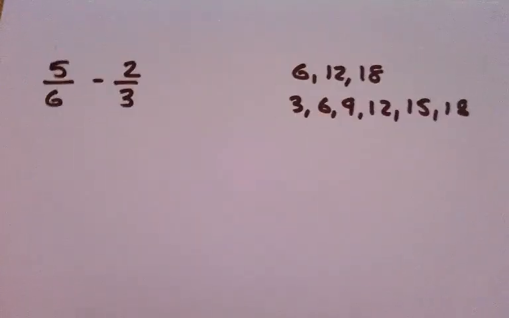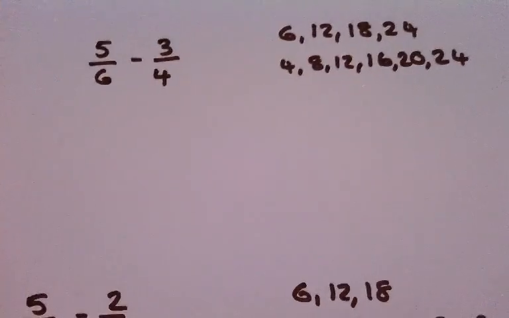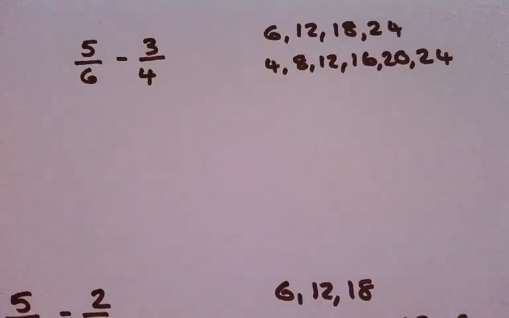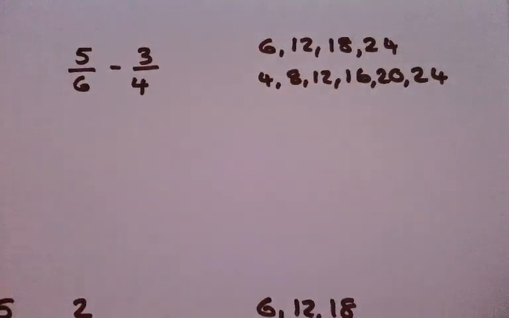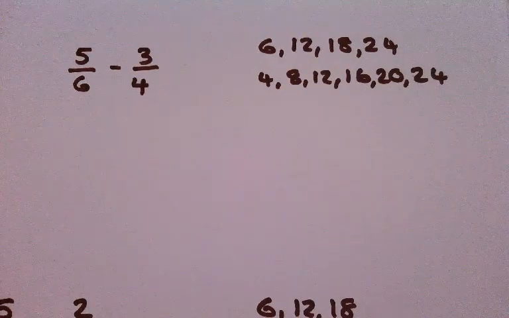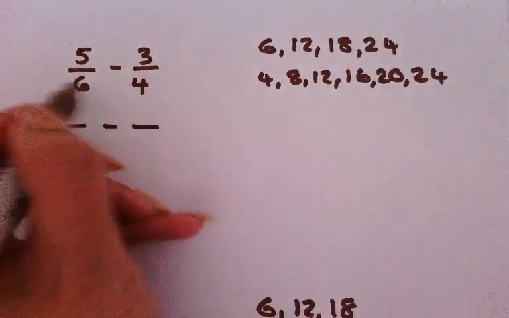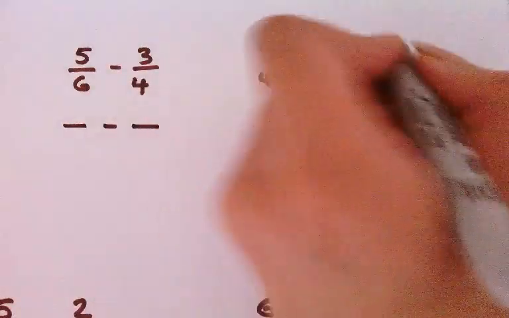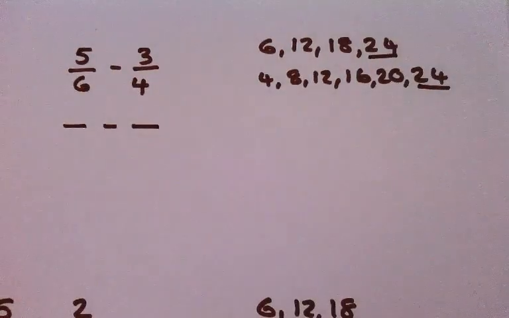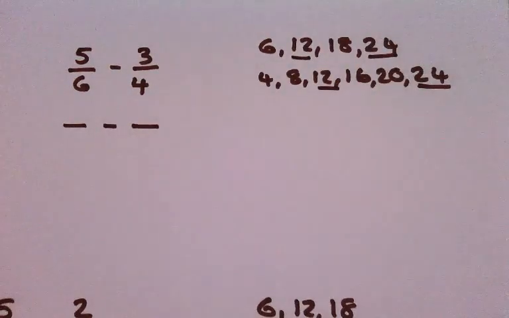Okay, so let's do some subtractions. Subtractions are pretty much the same, but you just end up taking the numerators away. So I've got 6 and 4. Now to get the common denominator, I could times 6 times 4, which is 24, so that is a common multiple, but I want to find the lowest common multiple. So I've got 12 as the lowest common multiple.